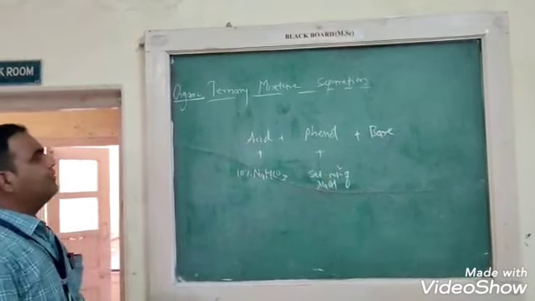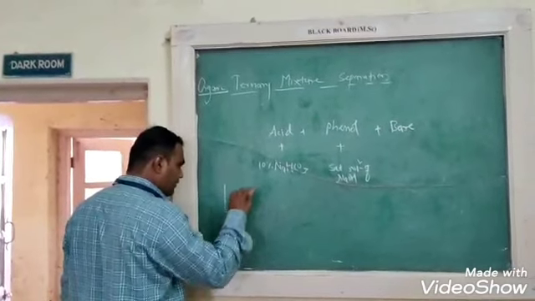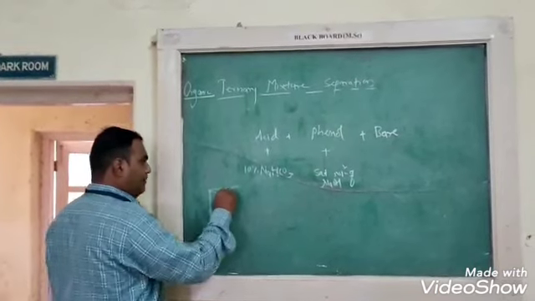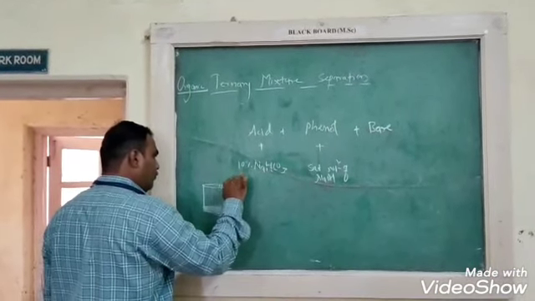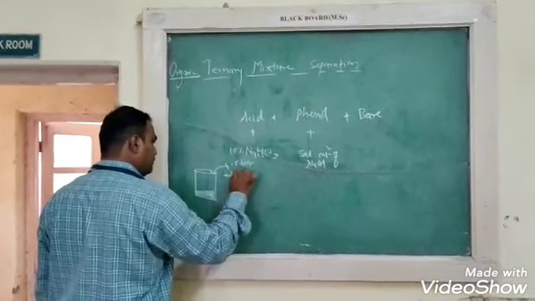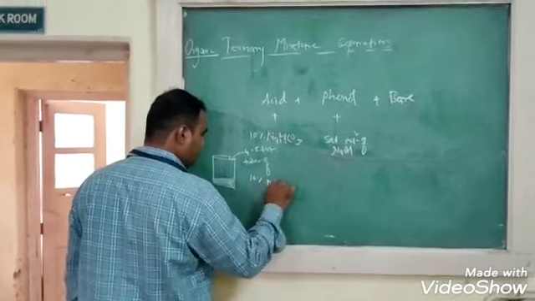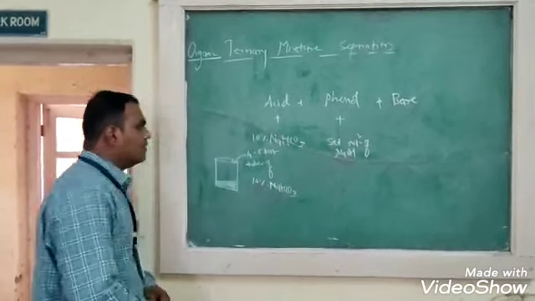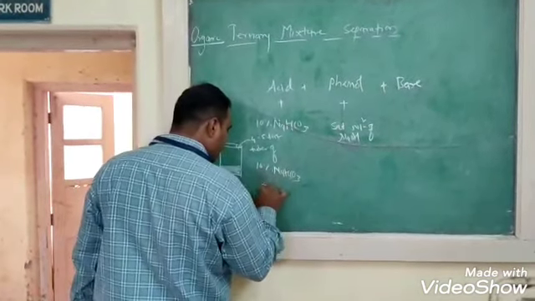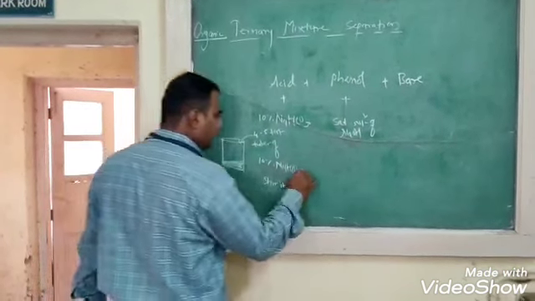So for the separation of this type of mixture, that is acid, phenol, base, take the whole mixture in a 250 ml beaker, add 4 to 5 test tubes of 10% NaCO3, stir it well and filter it.